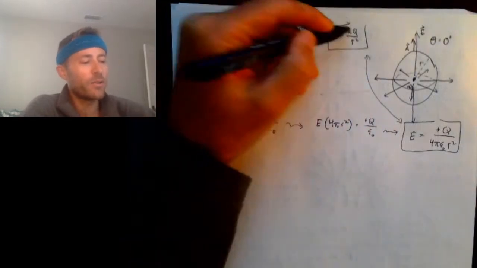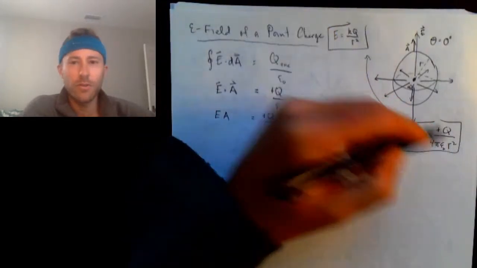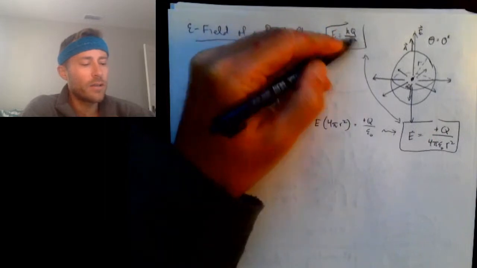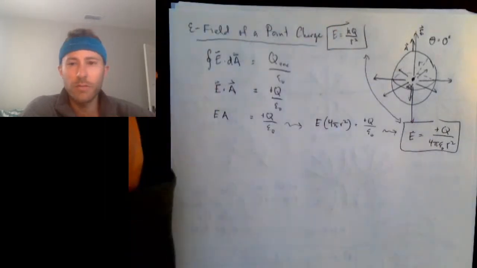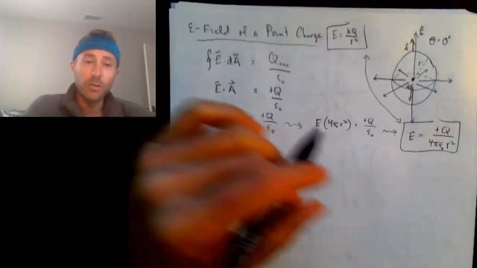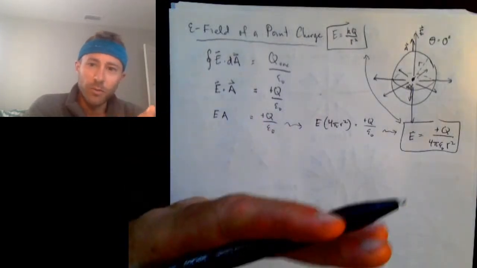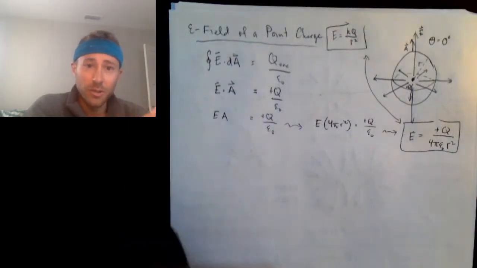Now you might say, well, this isn't exactly the same as that. They both have Q over r squared, but this one has K, and this one has 1 over 4 pi epsilon naught. What gives? Well, it turns out that 1 over 4 pi epsilon naught is equal to K.